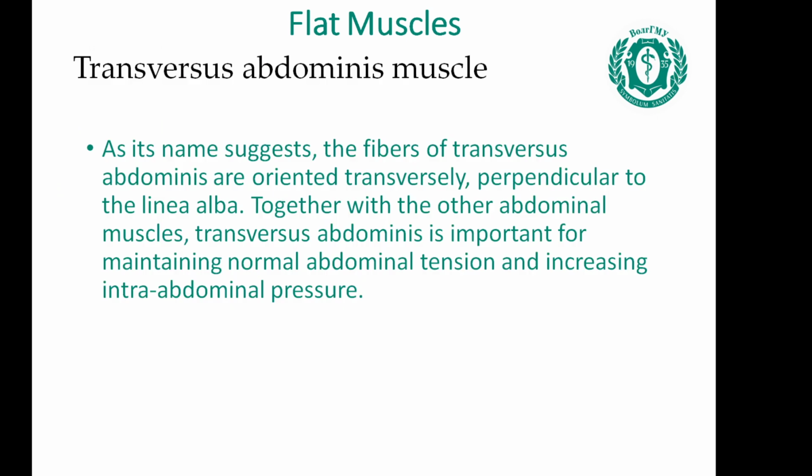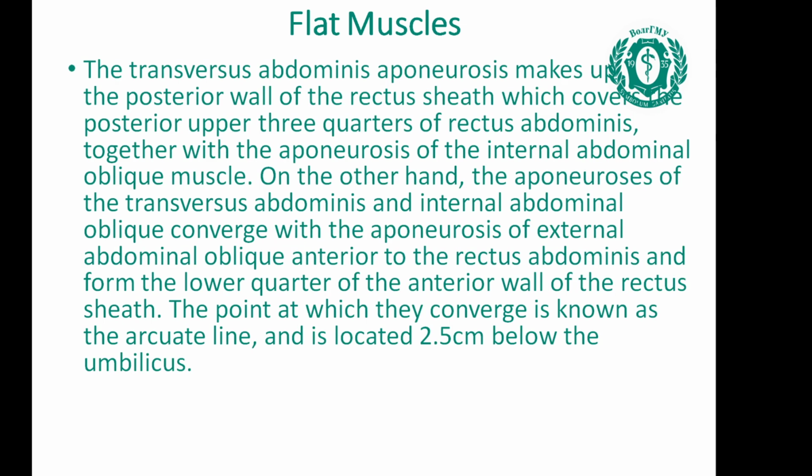As its name suggests, the fibers of transversus abdominis are oriented transversely, perpendicular to the linea alba. Together with the other abdominal muscles, transversus abdominis is important for maintaining normal abdominal tension and increasing intra-abdominal pressure. The transversus abdominis aponeuroses make up the posterior wall of the rectus sheath, which covers the posterior upper 3/4 of rectus abdominis, together with the aponeuroses of the internal abdominal oblique muscles.